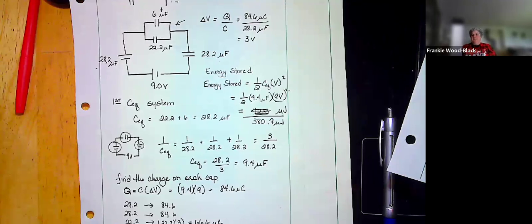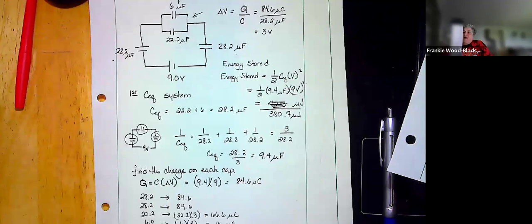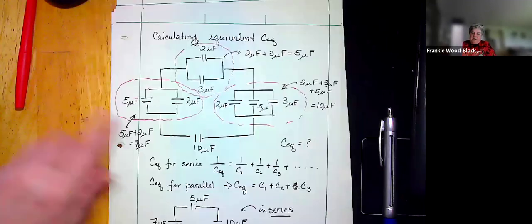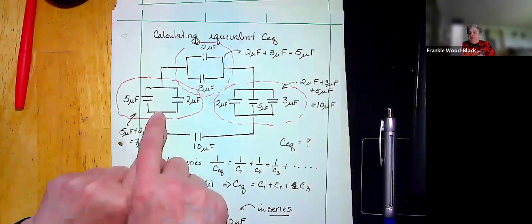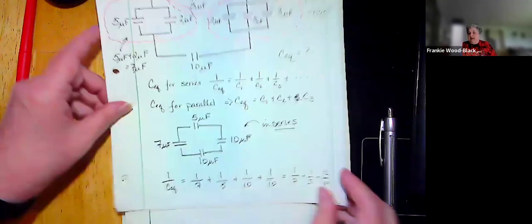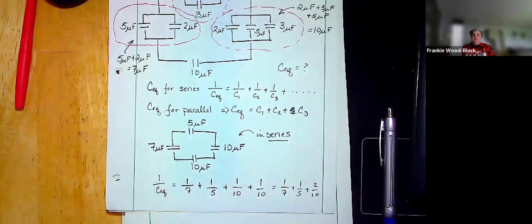So the problems aren't really all that hard. You just need to take them and break them down by our systems. So you look for what's in parallel first, and then you can redraw your system to figure out what's in series, and then just work through those calculations. So questions.